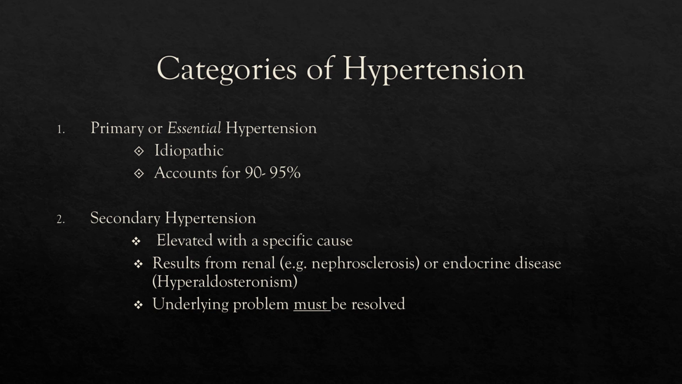So looking at the categories of hypertension, there are two big categories. The first is primary or essential hypertension, which is the most common that you would see clinically. Secondary hypertension is another category of hypertension. So how do they differ? With primary or essential hypertension, as it says here, it's idiopathic. So the cause is unknown. We know what the risk factors are, but the exact cause is unknown.